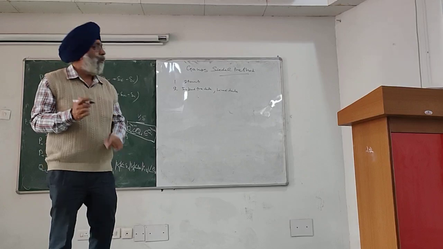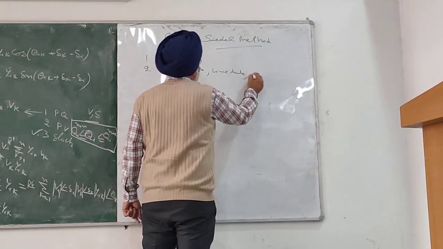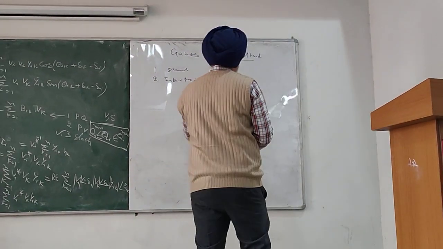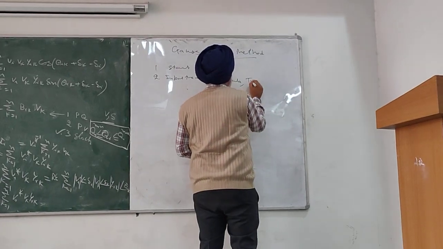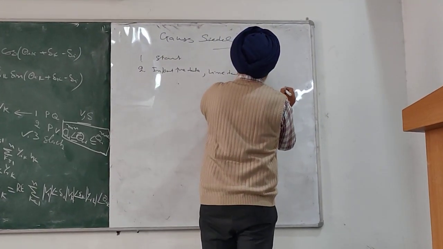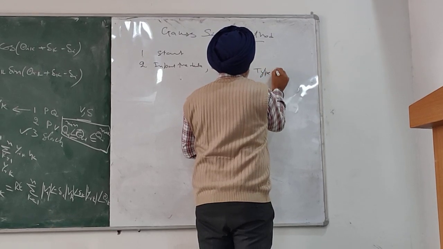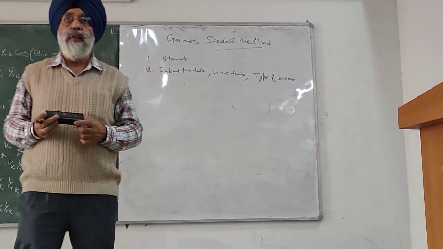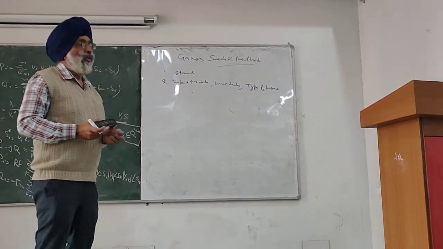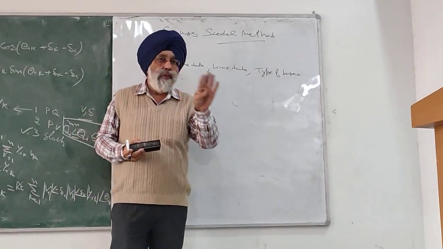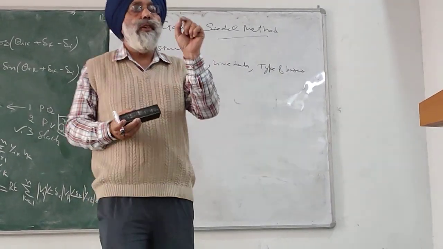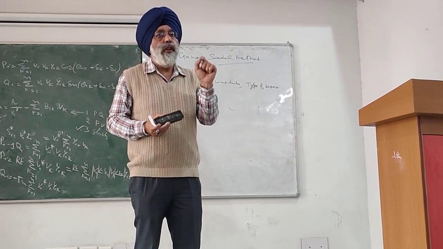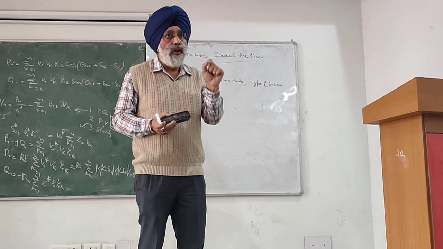Number of PQ buses means type of the buses. Okay? So type of the buses means we have the number of buses. Out of these number of buses, which bus is the slack bus? Which number bus is a slack bus? And which buses are the PQ buses?